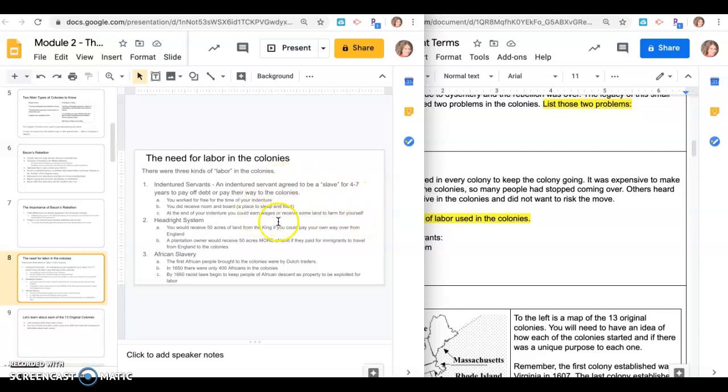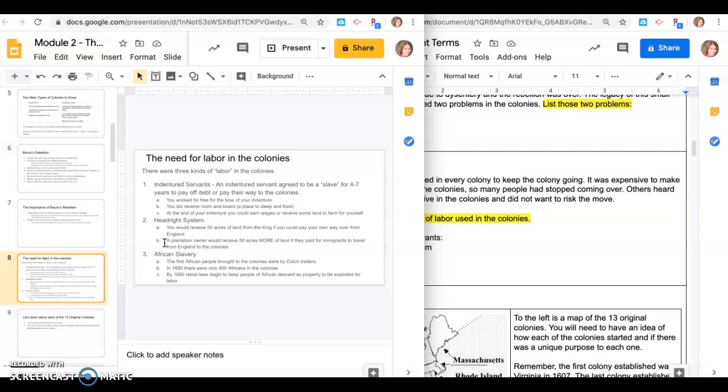Okay, a lot of indentured servants ended up in Georgia. The headright system was you would receive 50 acres of land in the colonies from the king if you could pay your own way on a boat from England to the colonies. A lot of people signed up for that because 50 acres was a lot of land. And a plantation owner could also receive 50 acres more of free land if they paid for immigrants to travel over here. So they were footing the bill to get people to leave England and come to the colonies.